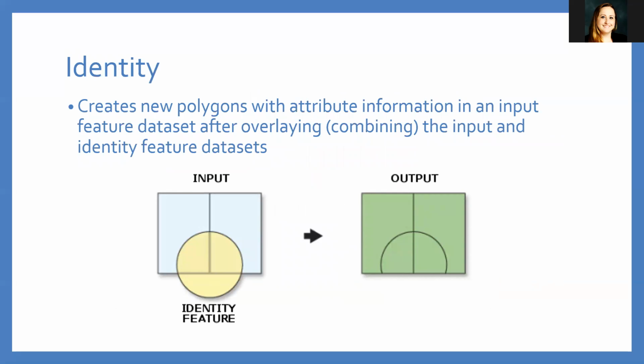The identity tool makes a new shapefile that combines and creates new polygons where the input data was originally and where that data overlaps with the identity feature. If the identity feature is located where the input layer is not, it is removed. The areas that overlap are made into new polygons that contain data for both the input and the identity feature datasets. The areas that overlap will become new polygons and contain both sets of information, while the part of the input feature dataset that does not overlap will only have its original attributes.